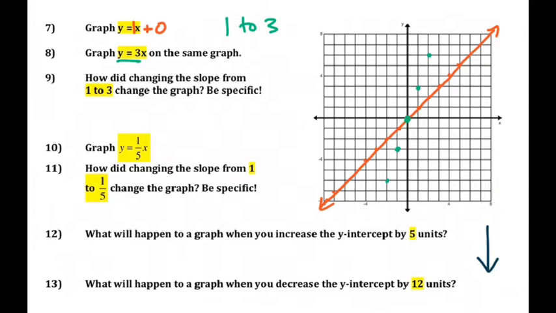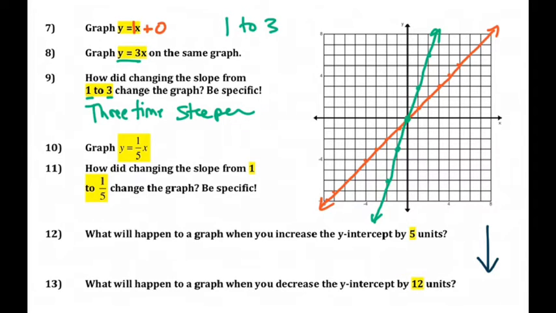And so what's happening is this graph is getting what? It's getting steeper. Okay? So right here in number 9, how did changing the slope from 1 to 3 change the graph? Don't just say steeper. Steeper is true, but the question is, how much steeper did it get? It got 3 times as steep. These stairs in the green are 3 times as steep as these stairs in the red.